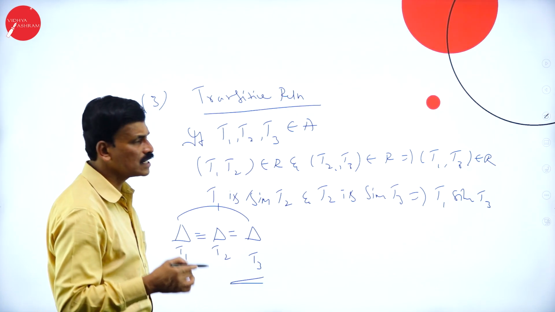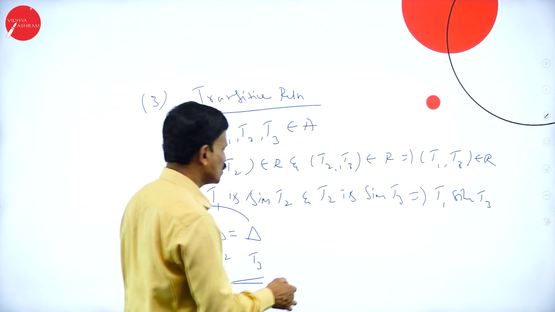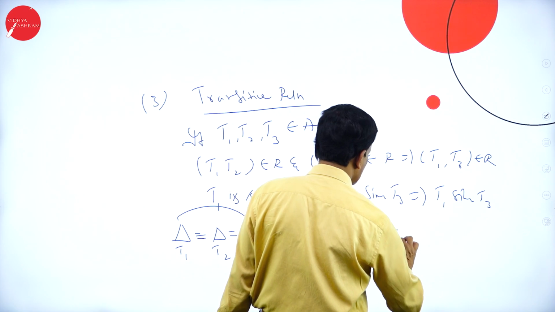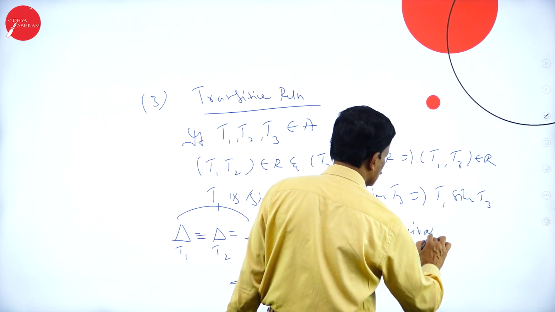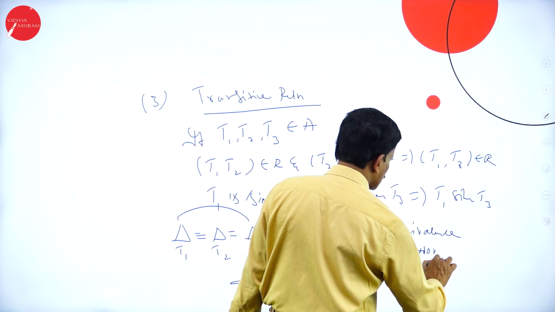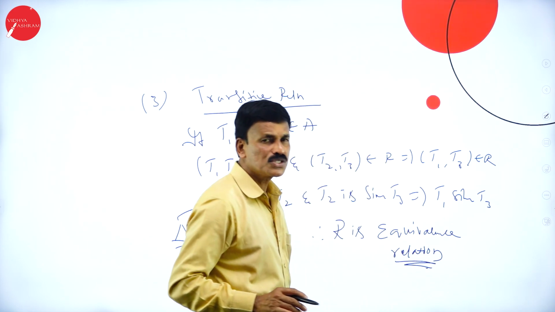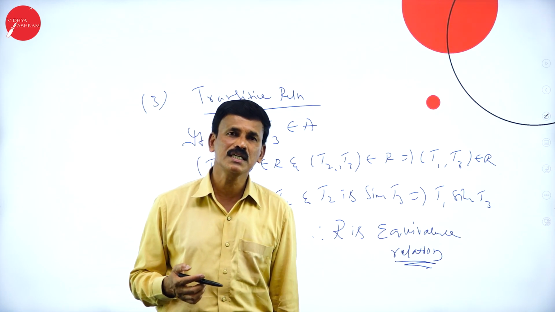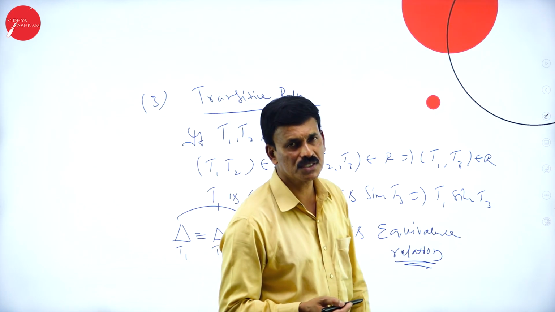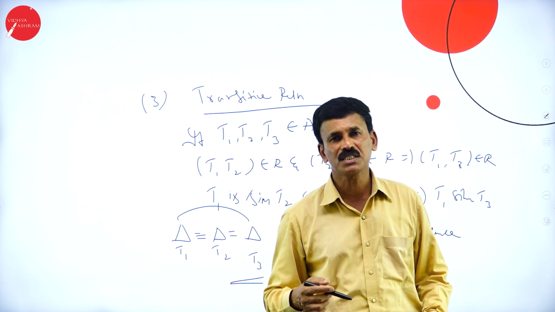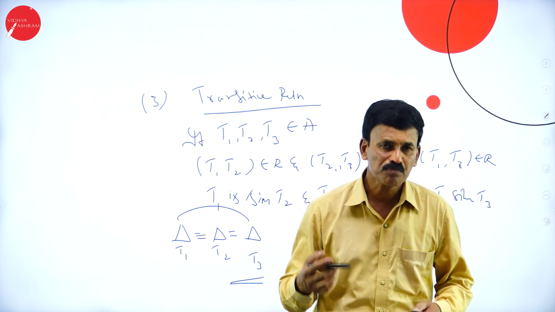Since R is reflexive, symmetric and transitive, we can say that R is an equivalence relation. That means the set of all triangles in a plane, with the relation of similarity, is an example of an equivalence relation. That's it. This is how we verify the properties of relations like reflexive, symmetric and transitive.